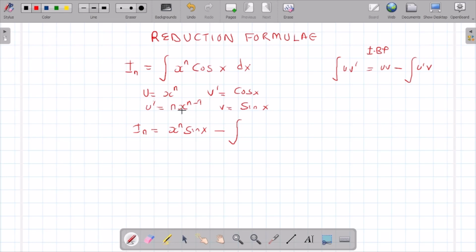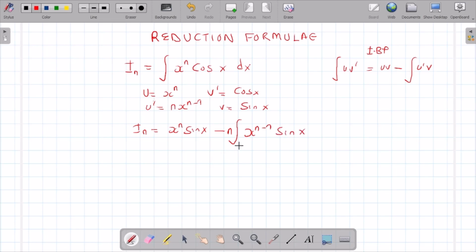Now, like in the previous problem, n is a constant. It does not depend on x because we are integrating with respect to x. So we can take it out of the integral sign. So we're going to have x to the power n minus 1. Now, what is our v? Our v is sine of x.